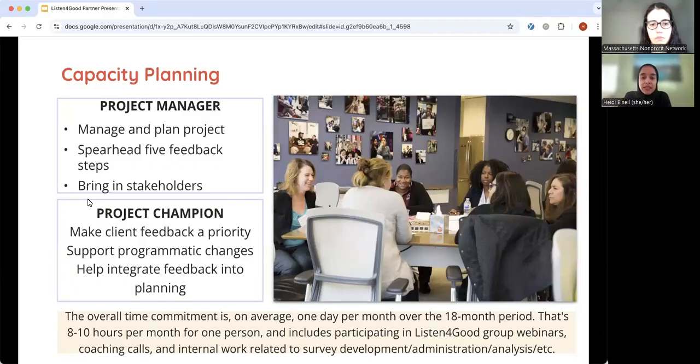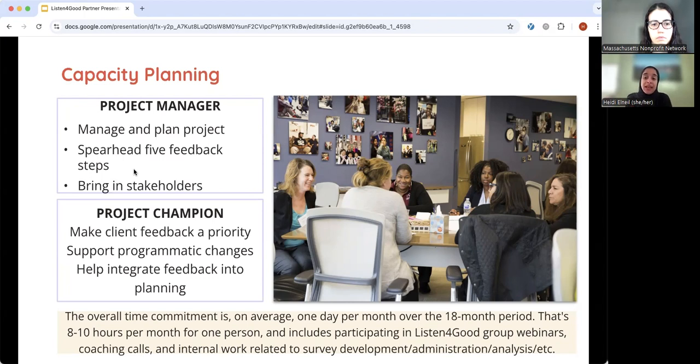Then let me also share one more slide. In our registration form for Listen for Good, we ask for two roles. The goal here is to help you think about capacity. Even for organizations being sponsored by a funder, so they don't have to consider putting their own funds into this, we know that staff capacity is one of the most precious resources that our nonprofits have. And this is a big part of ensuring that you can actually do feedback effectively.